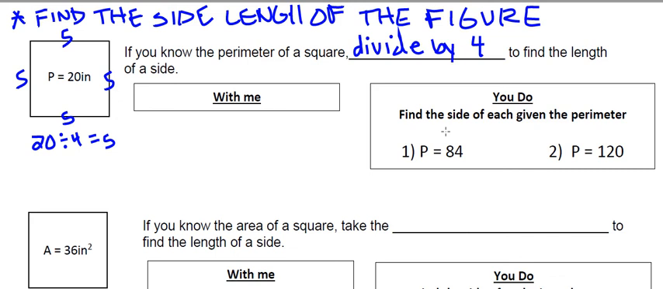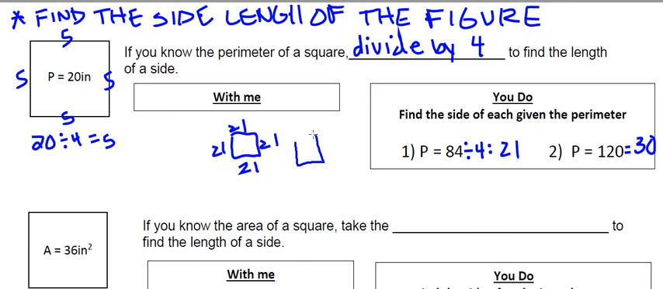When I'm given the perimeter, I divide by 4 to get the side length. So 84 divided by 4 gave me 21. I still want to check it to make sure that makes sense. So if I put 21 on each side and I add that up, sure enough, it does give me a perimeter of 84. Then I go here and I take my 120, because if it gives me the perimeter, I divide by 4. So I get a side length of 30.